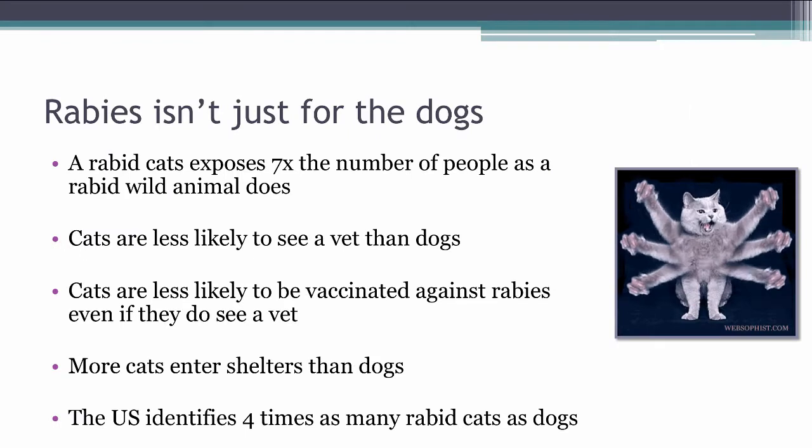We talk about dogs a lot, but I want to remind you that cats are 4 times more likely than dogs in the US to develop rabies. And we see more cats in our shelters. So we need to not just think about dogs when we're concerned about rabies. Also, when there's a case of rabies, cats tend to expose 7 times more people than dogs do, right? They're less likely to see vets. Even if they see a vet, they're less likely to be vaccinated against rabies, and we think these and some other things contribute to why we see so much rabies in cats, especially on the East Coast.